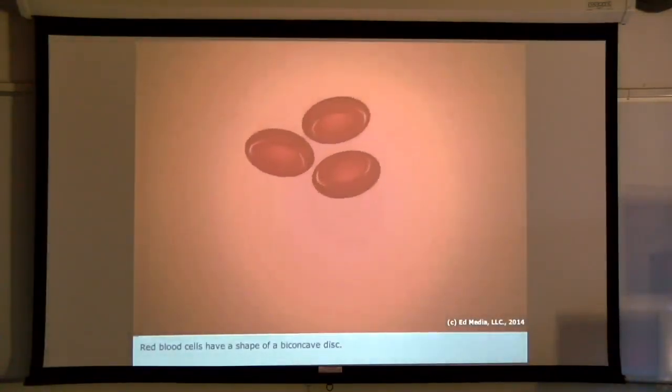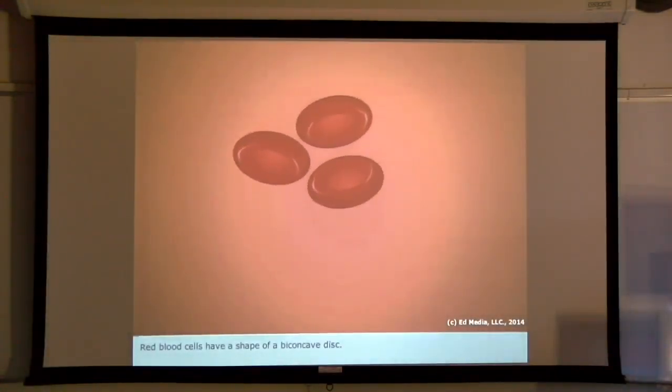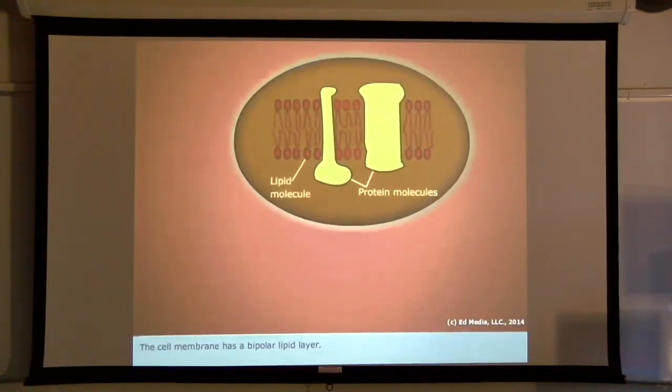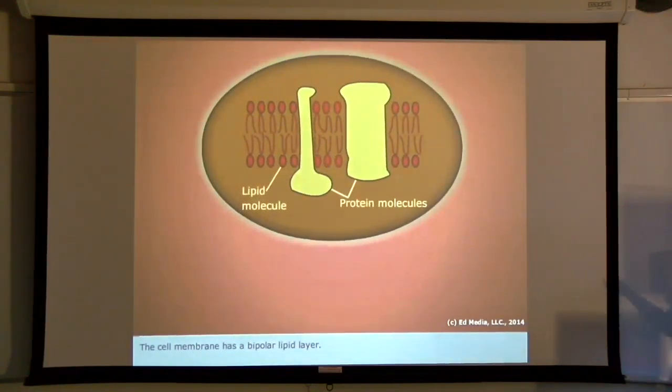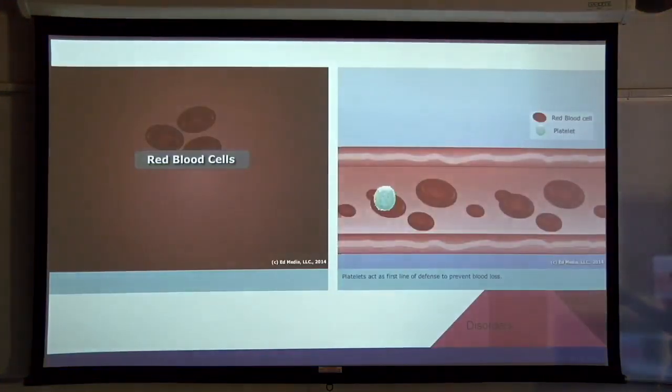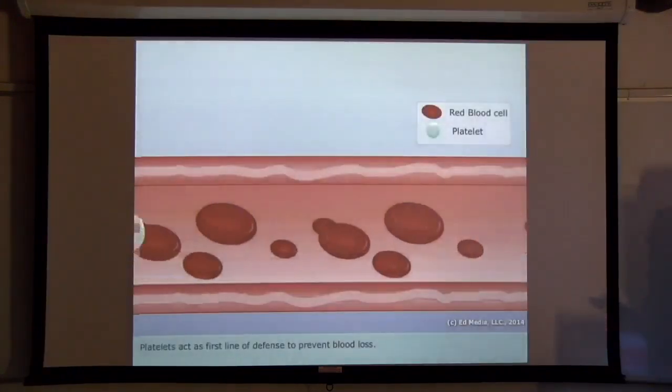Red blood cells have the shape of a biconcave disc. The cell membrane has a bipolar lipid layer. So I wanted you to see that it's a cell, it still has those cell membrane layers made up of the phosphate and the protein makeup.